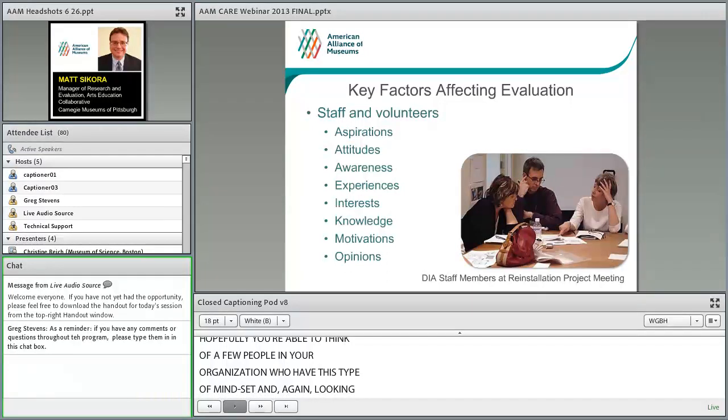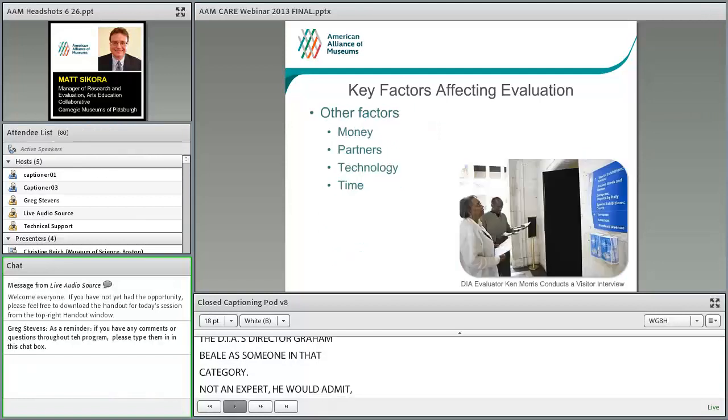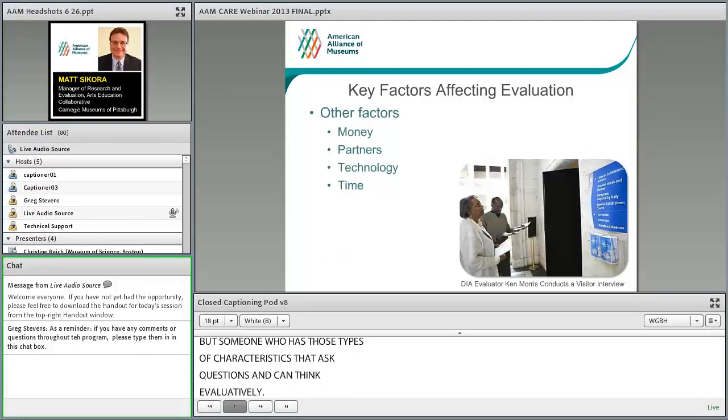Looking back at the DIA, we were fortunate that some of the museum's best evaluative thinkers were in positions of leadership, and I would include the DIA's director, Graham Beal, in that category. Not an expert in evaluation, I think he would admit, but someone who has the characteristics of asking questions and thinking evaluatively.